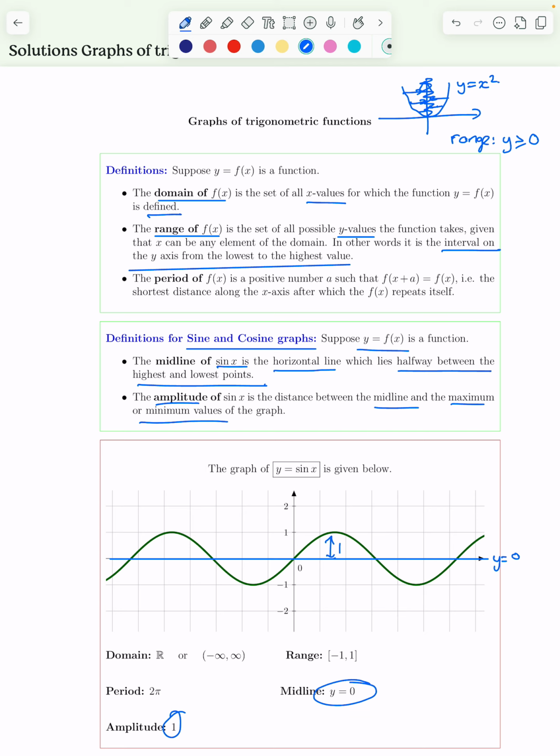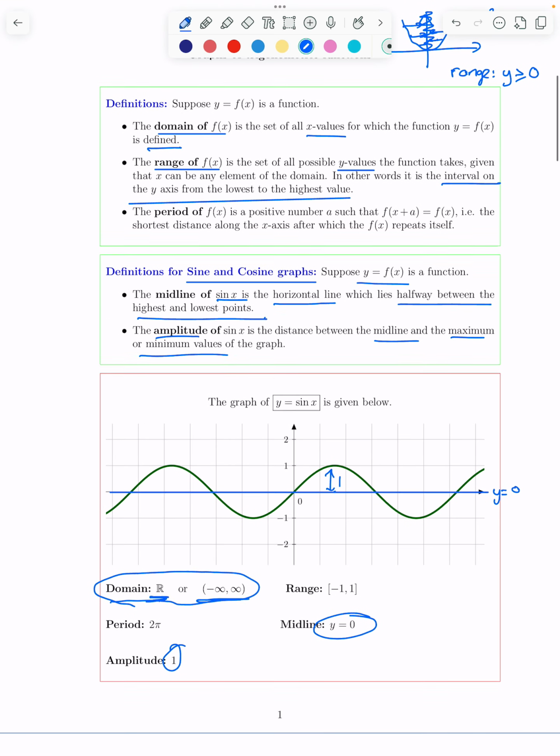Okay, so the domain of y equals sine x, which is given above in green, is from minus infinity to infinity, or all real numbers. You can put any number into the sine function. Then the range, if you think about squashing that back to the y-axis, is all the values you'd hit, everything between minus 1 and 1.